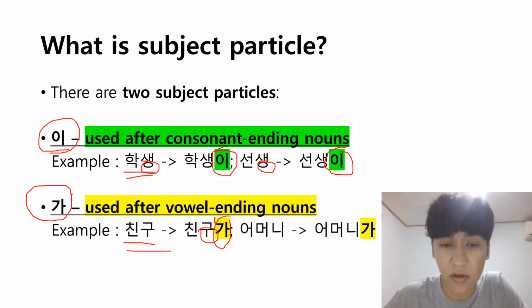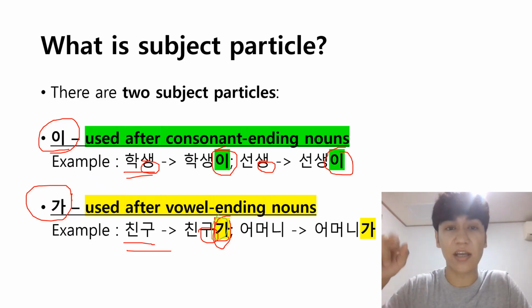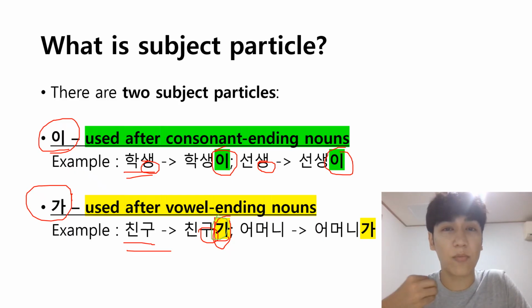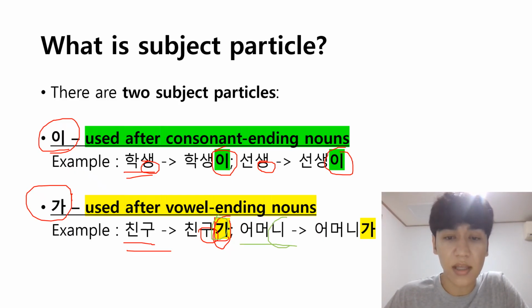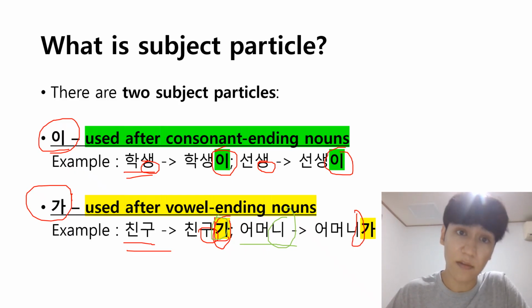As you can see, the ㄱ here is between u and a, so we should pronounce it with a g sound, like 친구가, not 친구카. It's more like a voiced consonant, 친구가. And the next word is 어머니. We need to say 어머니가, because the final letter is ㅣ, and ㅣ we know is a vowel. So that's why we say 친구가, 어머니가.